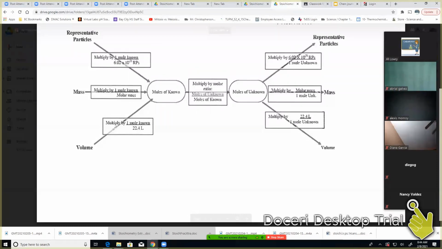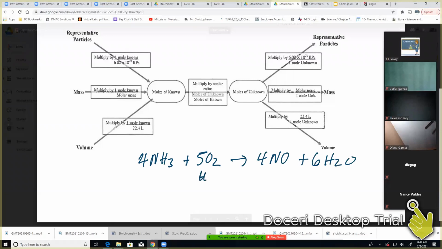All right. And this problem was 4NH3 plus 5O2 yields 4NO plus 6H2O. And this was my unknown, and this was my known. I didn't need anything. And we said our known was in moles, so this is a mole to mass or mole to gram problem.